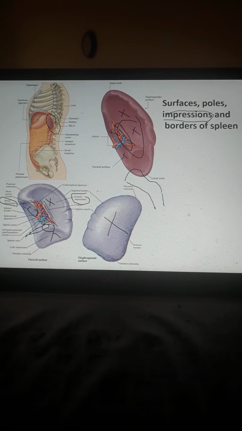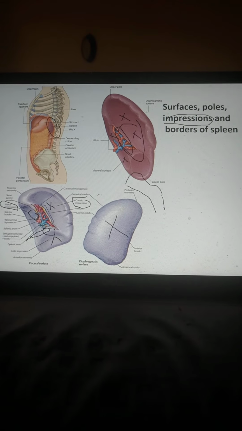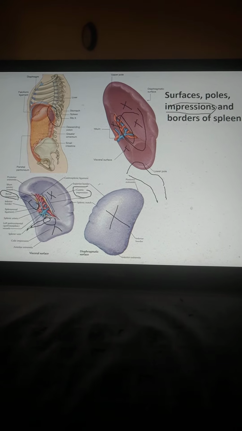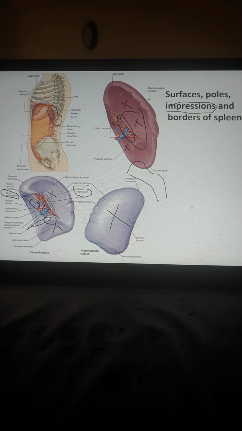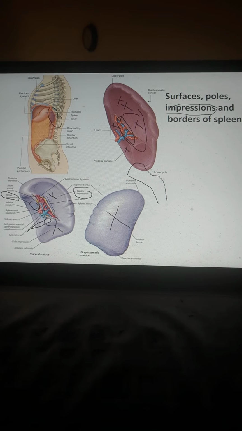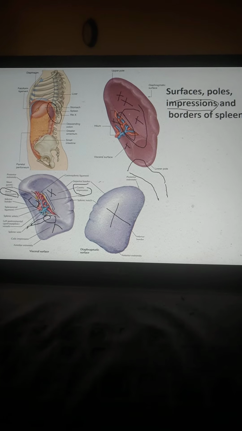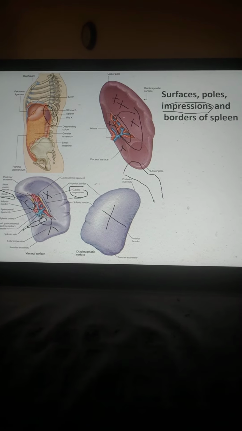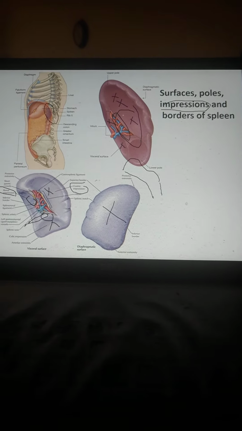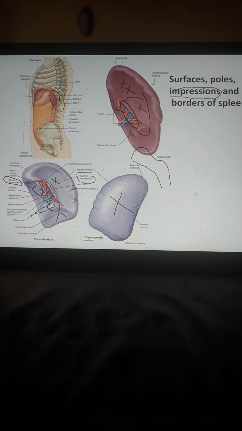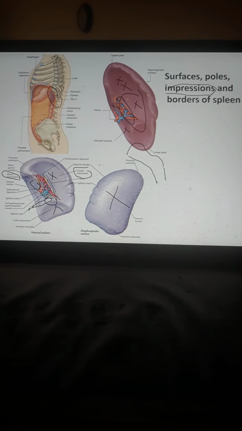So in the practical exam, we can bring the spleen like this and mark this surface by pen and ask you what is this impression, or which organ is related to this marked area or impression.